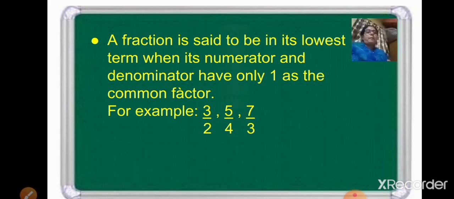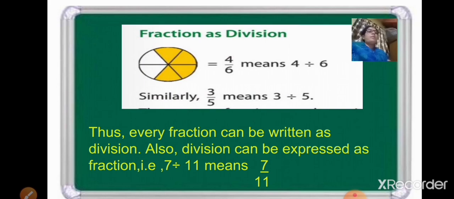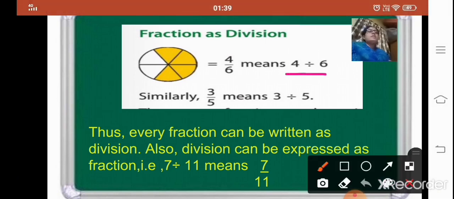A fraction is a division. Suppose the fraction is written as 4 upon 6, that means 4 is divided by 6. In the same way, if 3 upon 5 is the fraction, that means 3 is divided by 5. So you can say that every fraction can be written as a division, and also a division can be expressed as a fraction. If it is given as 7 divided by 11, in fraction form you will write it as 7 upon 11. This is called a division bar, or you can also call it a fraction bar.